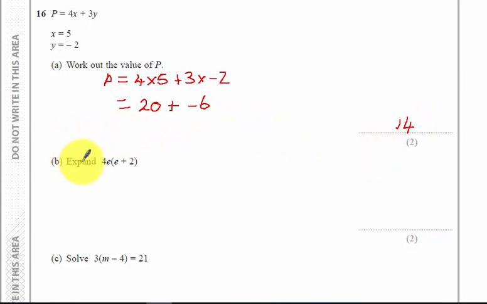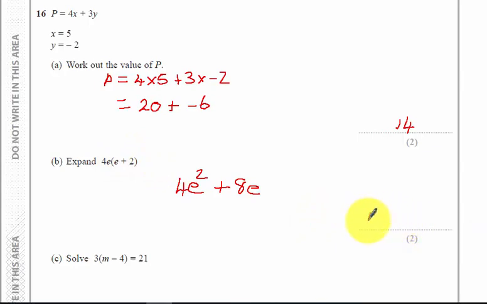Part B, expand 4e lots of e plus 2. Again, there's 2 marks, so be very careful and make sure your answer seems sensible. 4e times e is 4e squared. e times e is e squared. There's technically a 1 in front of the e here, so 4 times 1 is 4, plus 8e. 4 times 2 is 8, and I need an e as well.